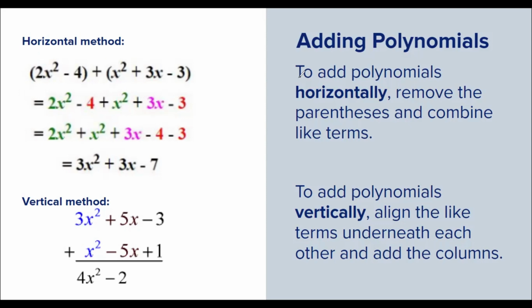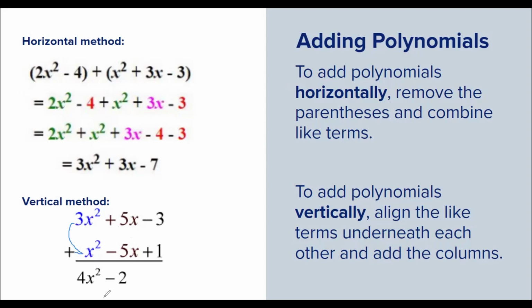To add polynomials vertically, you would align the like terms underneath each other and add the columns. With this example, you have 3x squared plus 5x minus 3, and you're adding that to x squared minus 5x plus 1. What you would do is very similar to the horizontal method, except there are no parentheses you have to get rid of. You're just lining up whatever like terms there are.